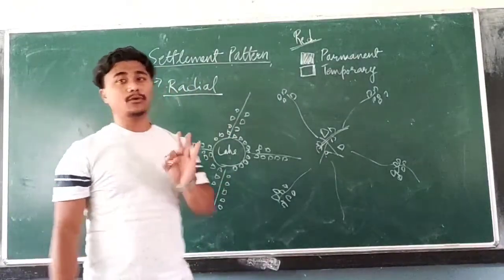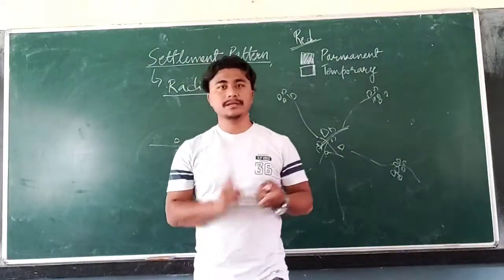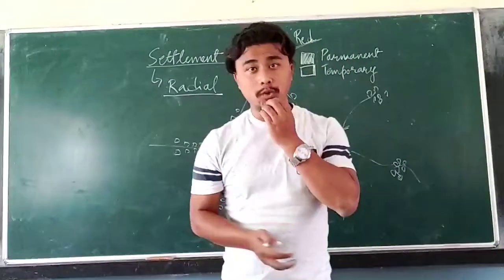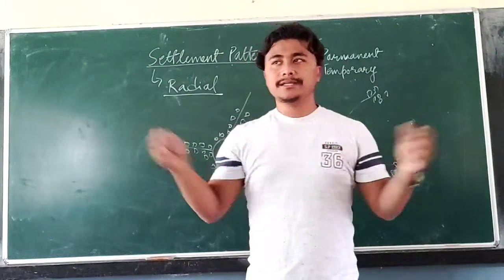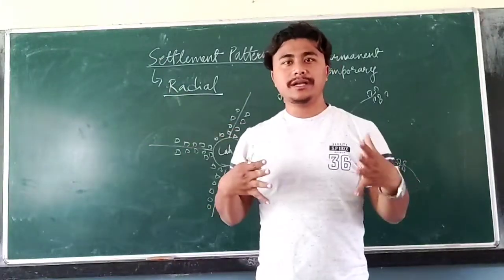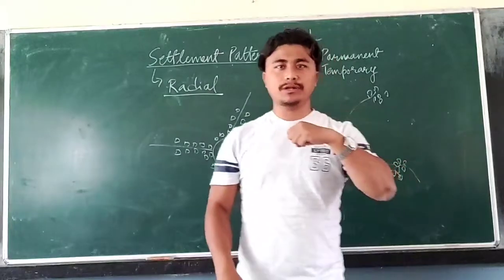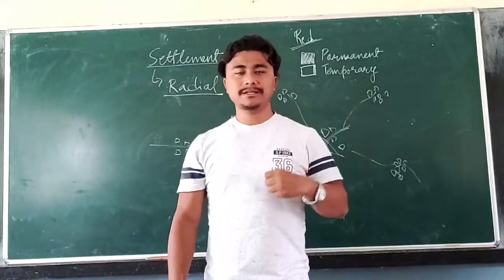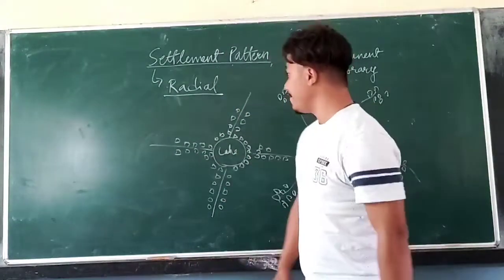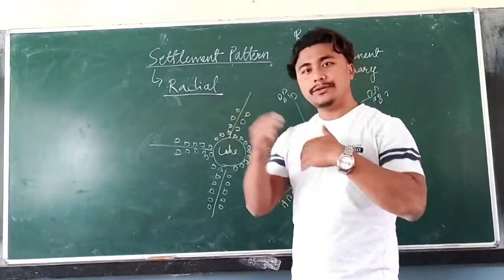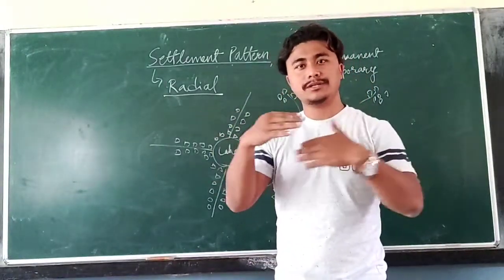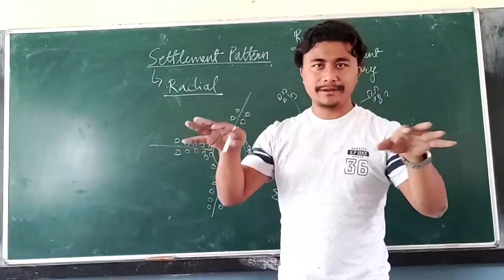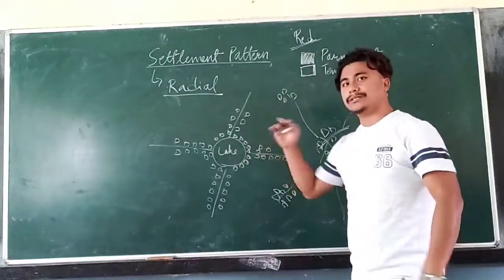So we have discussed four main settlement patterns: nucleated, very close to each other, what we call in the local language more, where different roads are connected with each other, one focal point will be there, and around that you will find several houses in a very compact manner. Then we have linear, along the side of the road, both sides of the road or a stream. Then we did the dispersed settlement, in a scattered manner. And the last one is your radial settlement.